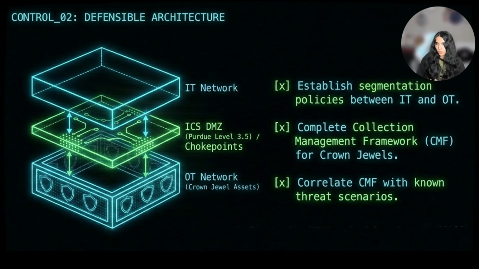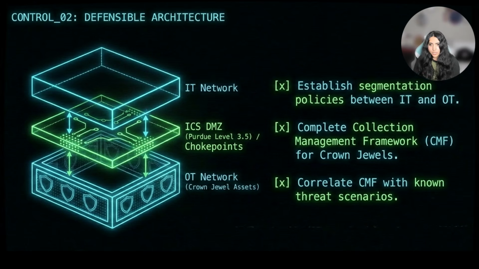So it's always important to have an incident response plan and know who to contact when things happen, what to do, who's going to be the scribe, who's going to be the commander. It's always important. And moving on to control number two, defensible architecture, it's always important to have an ICS-DMZ. And the main reason that it's repeated multiple times during this video is because it is important, very important.